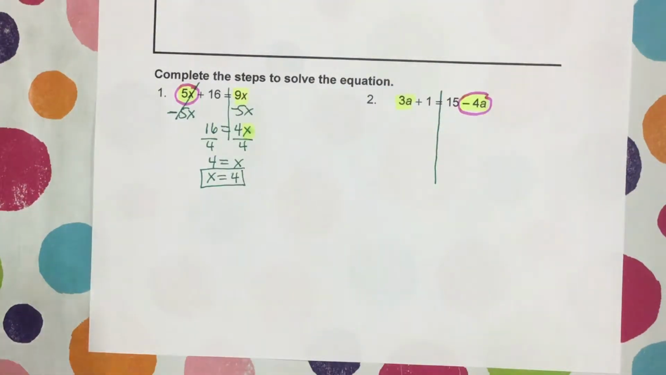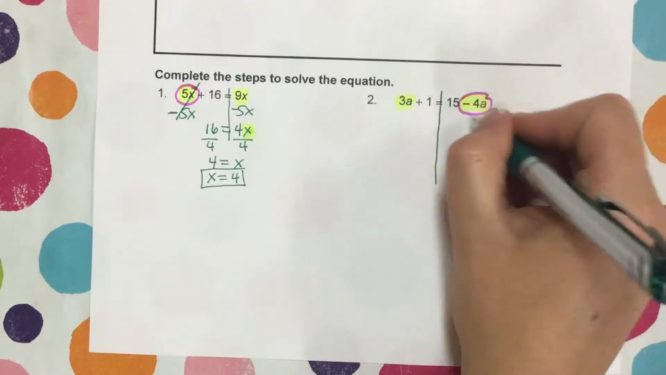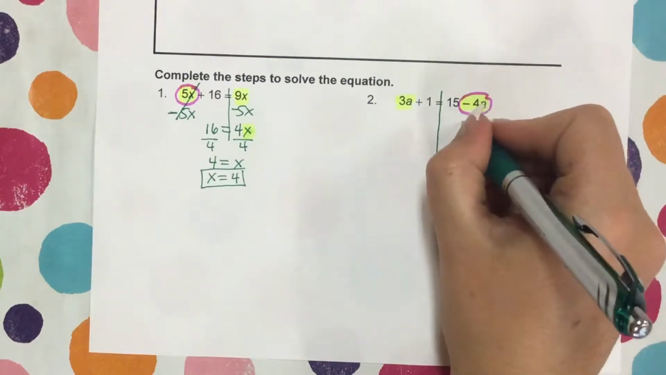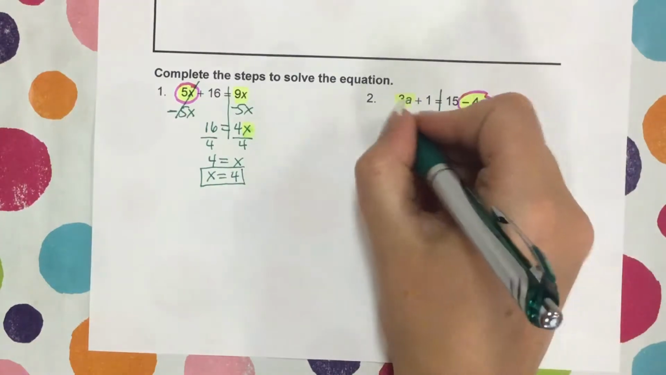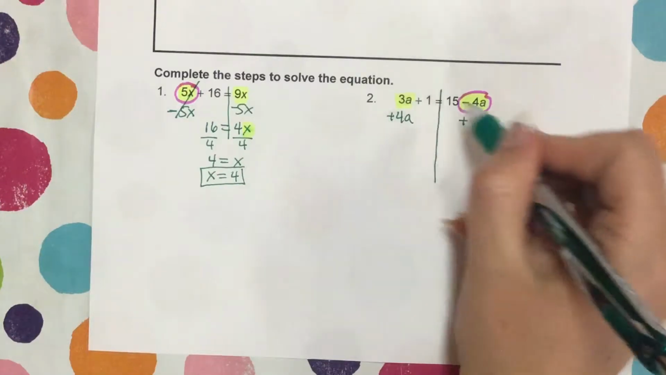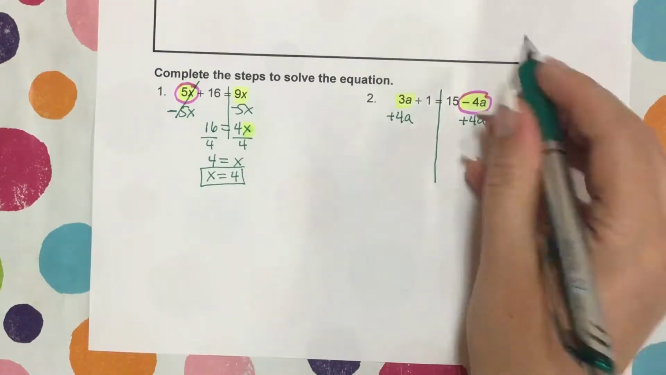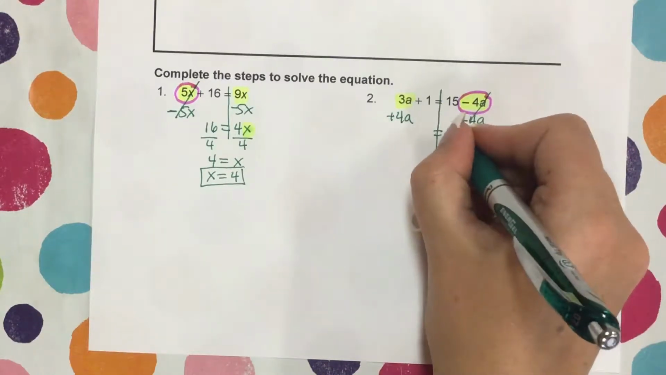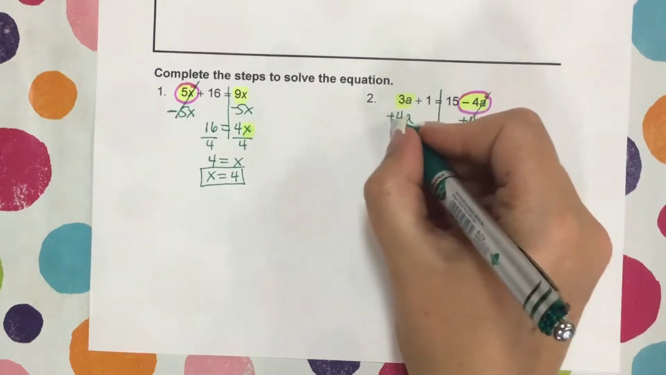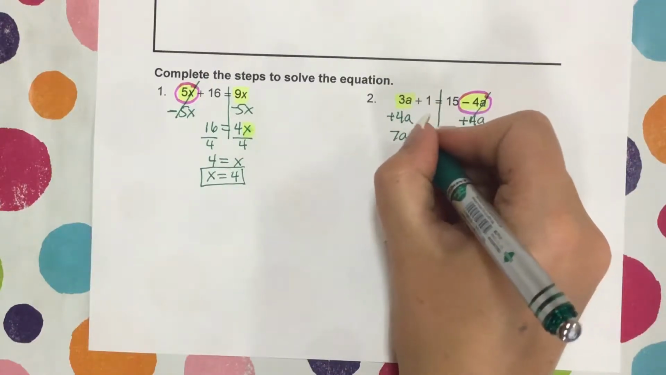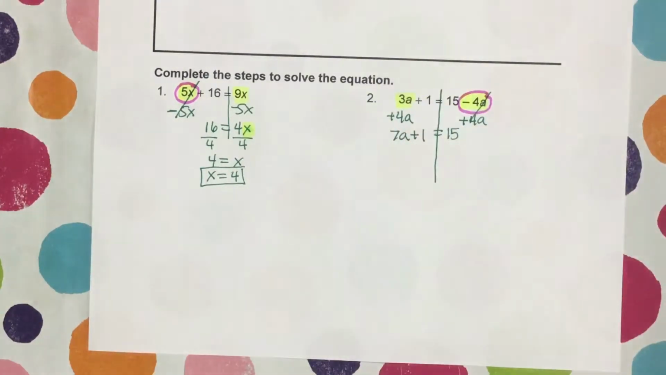And we do that by the inverse operation. So the inverse operation of a negative 4a, or minus 4a, would be to add 4a to both sides of the equation. So we have negative 4a plus 4a, those cancel each other out and become 0. So we just drop down the 15. And then 3a plus 4a is 7a, and then we drop down the plus 1. And now we have a two-step equation.